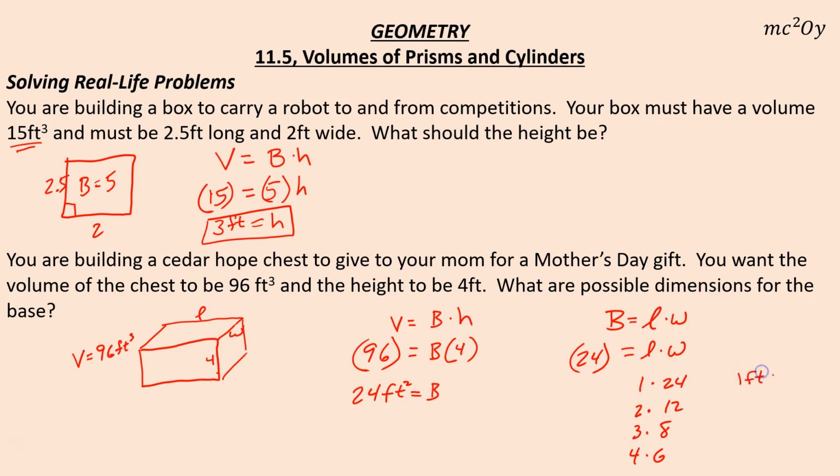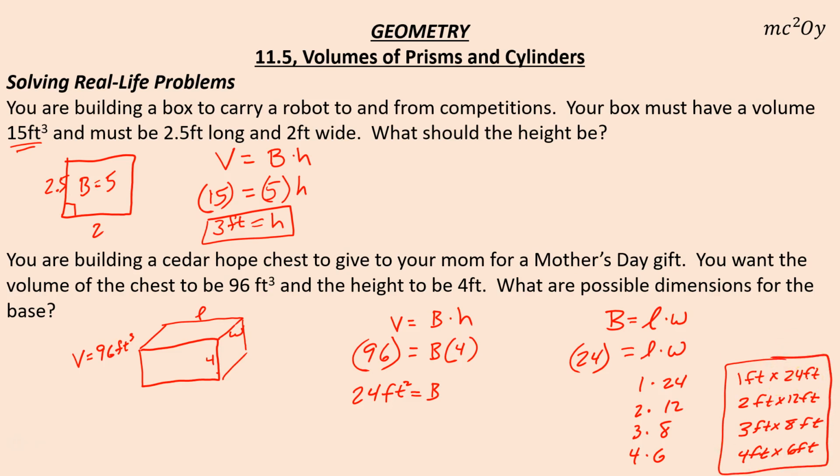1 foot by 24 foot. 2 foot. 3 by 8 foot. And 4 by 6. Now, those are just your whole number measures. Obviously, there's an infinite number you could do, but let's just stick with whole numbers. Okay? Those would be your possible dimensions.